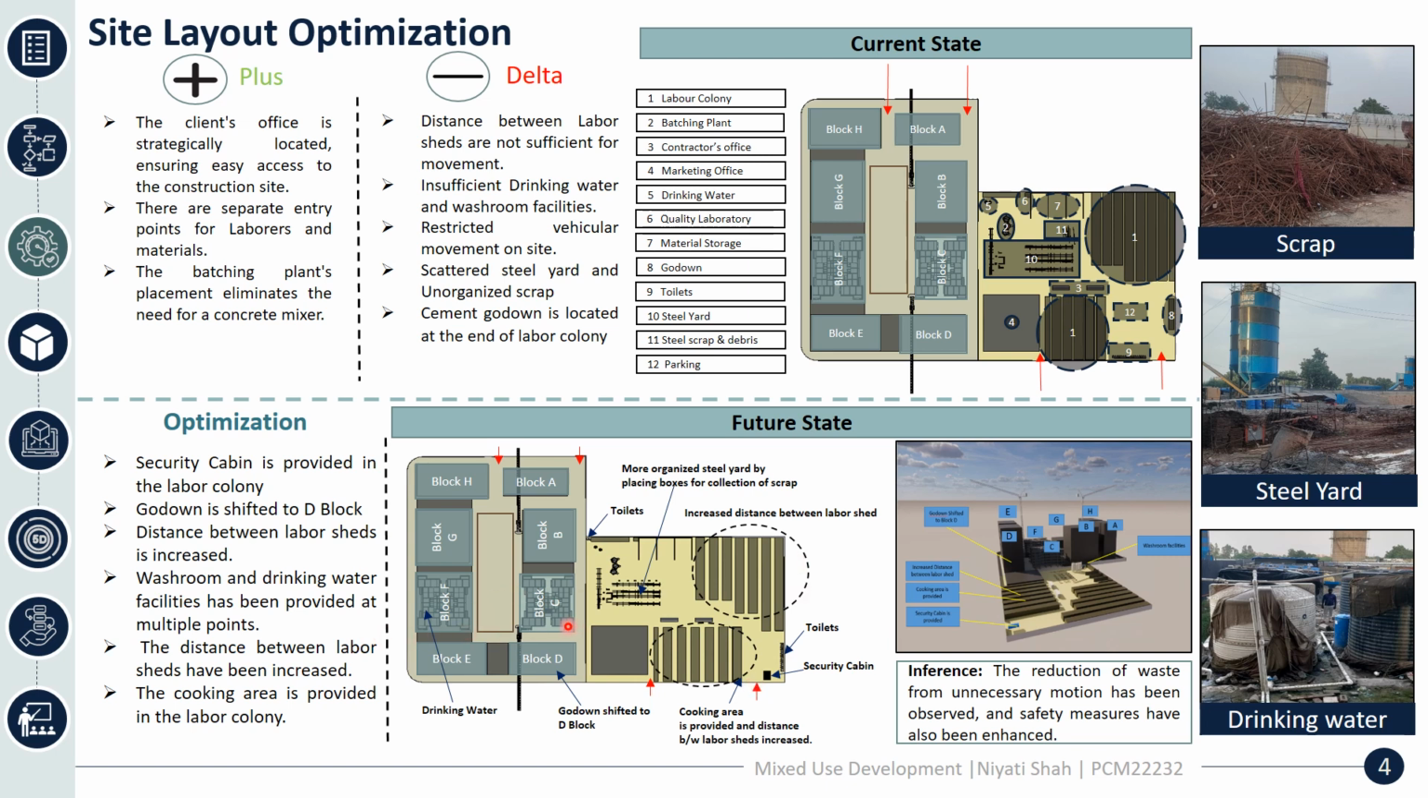Drinking water facilities have been provided twice. Here also there is a drinking water facility, and in the block also. The cement godown which was located here was creating motion waste, so it was shifted here so that the time wasted in transportation and motion waste has been reduced. The major inference from the site layout is that the waste caused by unnecessary motion has been reduced, and safety measures have also been enhanced in terms of the distance between the labor sheds.